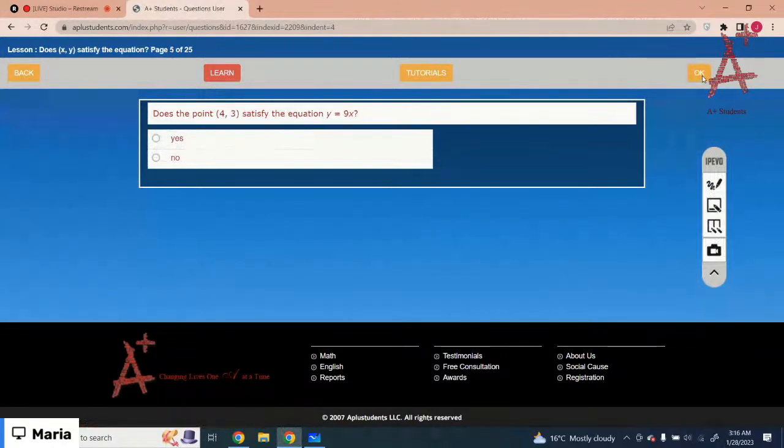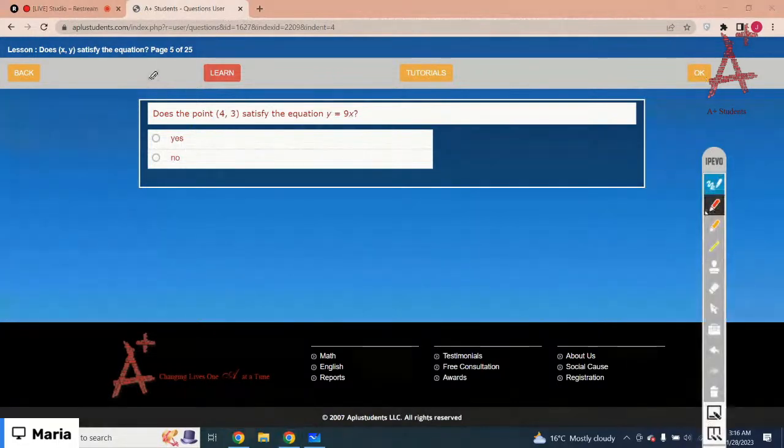Does the point (4, 3) satisfy the equation y equals 9x? So x is 4 and y is 3. So here you have y, 3 equals 9 times 4. 9 times 4 is 36. So they are not equal. Got it? 3 is not equal to 36. So the correct option is no.